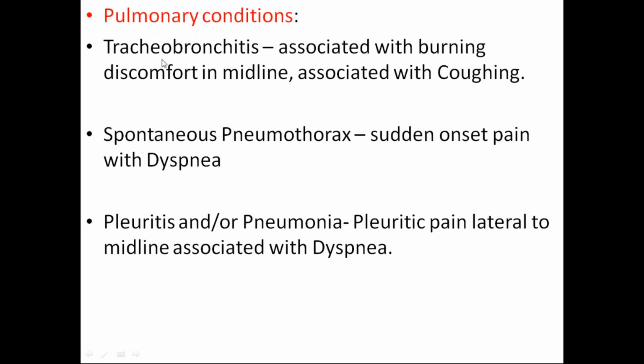And other pulmonary conditions are tracheobronchitis. It also leads to chest pain. Spontaneous pneumothorax also leads to chest pain, with sudden onset pain with dyspnea. And pleuritis. We have already discussed the sharp pain, pleuritic pain. And pneumonia.